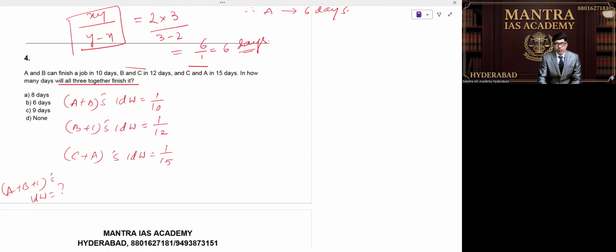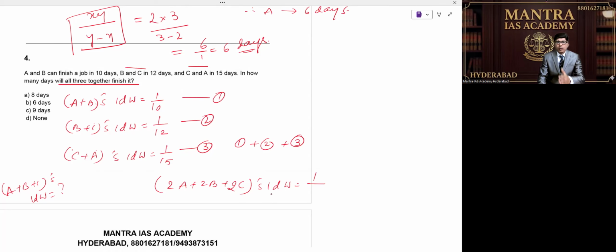We have the first equation, second equation and third. Now, adding up all these three equations, first plus second plus third, implies A plus B plus B plus C plus C plus A. We have 2 A's, 2 B's and 2 C's. Therefore, I get 2A plus 2B plus 2C's one day's work. When you do the LHS addition in the same style, you do the right side also. So that's 1 by 10 plus 1 by 12 plus 1 by 15.